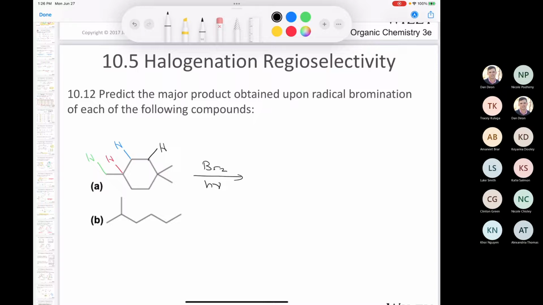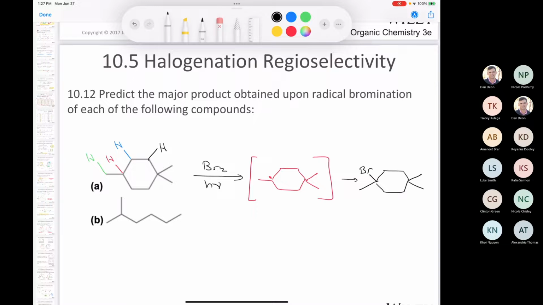Absolutely. Luke says it's going to go where the red proton is, and he's 100% correct because that would produce the most stable radical. It's going to produce a tertiary radical. That will be your intermediate. And so upon bromination, you end up affording this product.